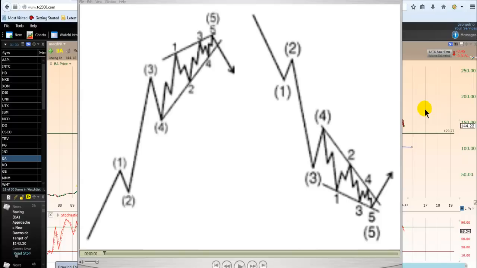The title of the video is Elliott wave ending diagonal, lesson 1. In this video, I want to share with traders Elliott wave tips about the ending diagonal. The first question is, where and when does the ending diagonal form?